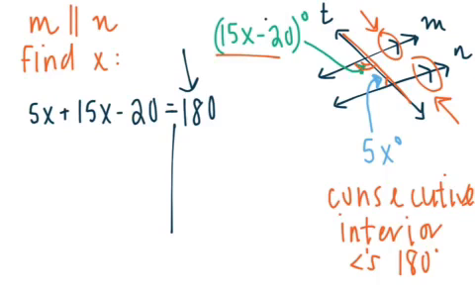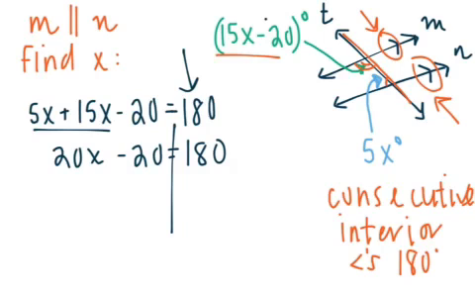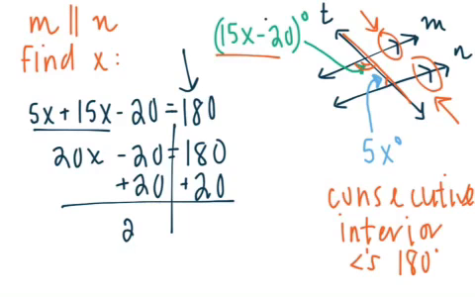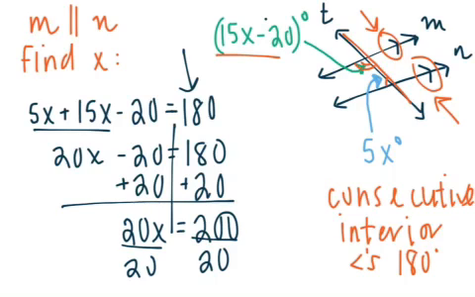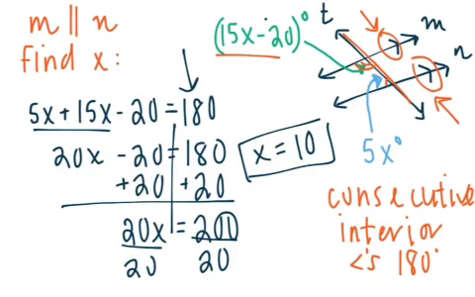Now that we've set that up, we can solve. We can combine like terms. We get 20x minus 20 equals 180. Add 20 to both sides. You get 200, divide that by 20, and x equals 10. So here was an example where the angles weren't necessarily equal to each other, they were supplementary, so we would say that they add to 180.